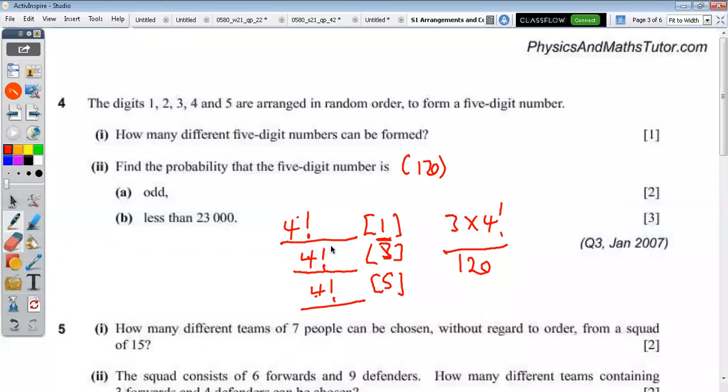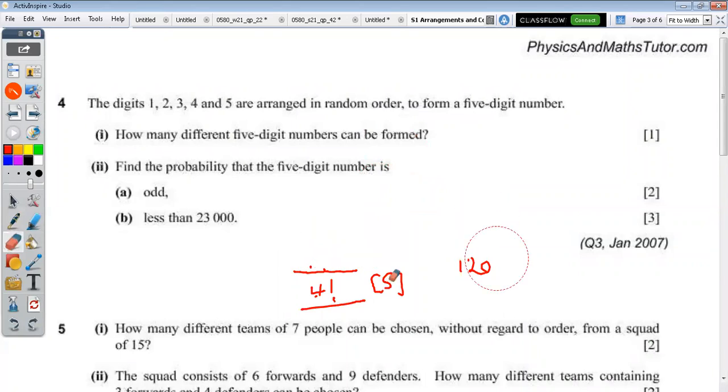Now, the next part: less than 23,000. So think of a 5-digit number. If it's less than 23,000, what does that mean? We can't have 2, 3 here, or 4, or 5. If we have 2, 3, 23,000, it will be above that. So it's not possible.